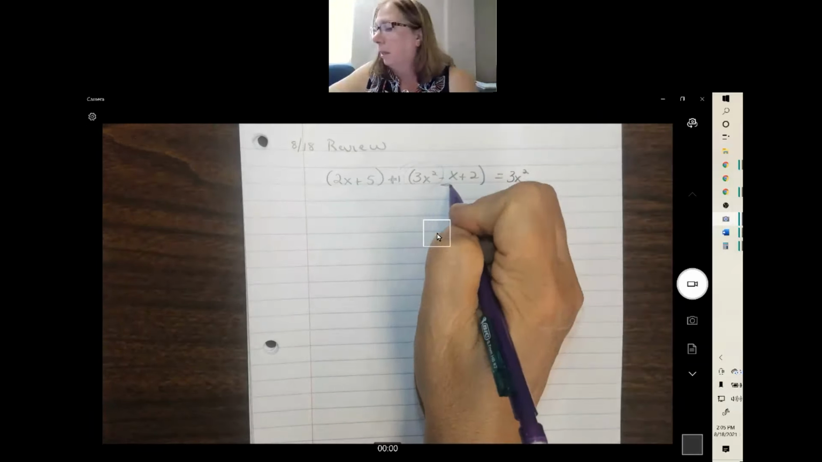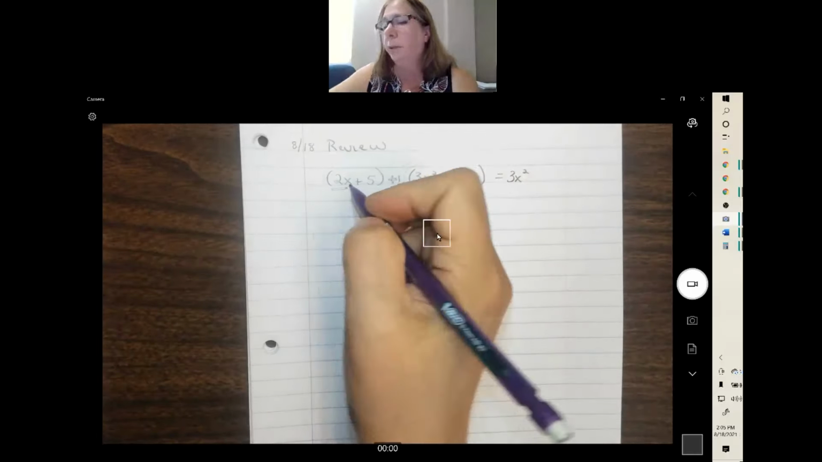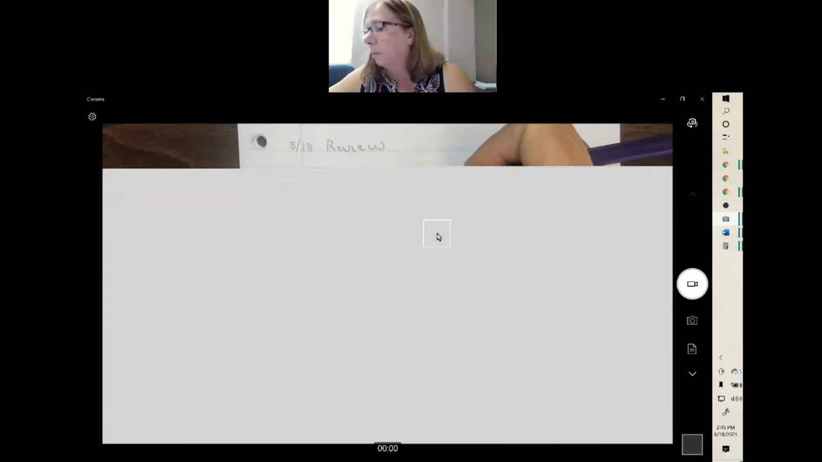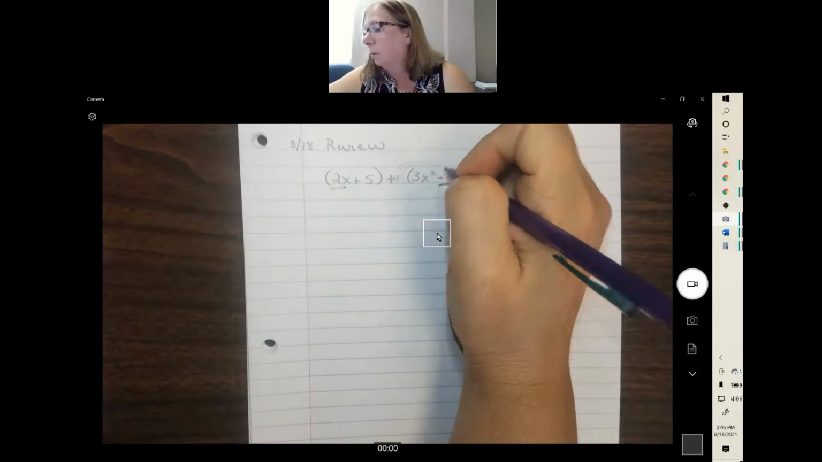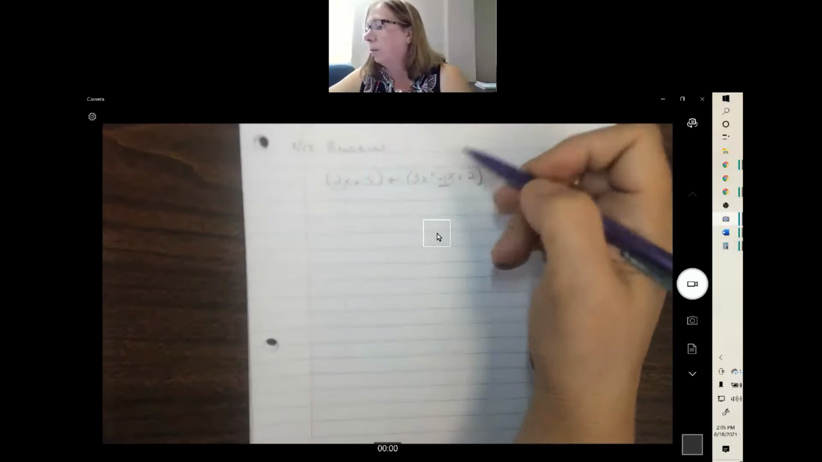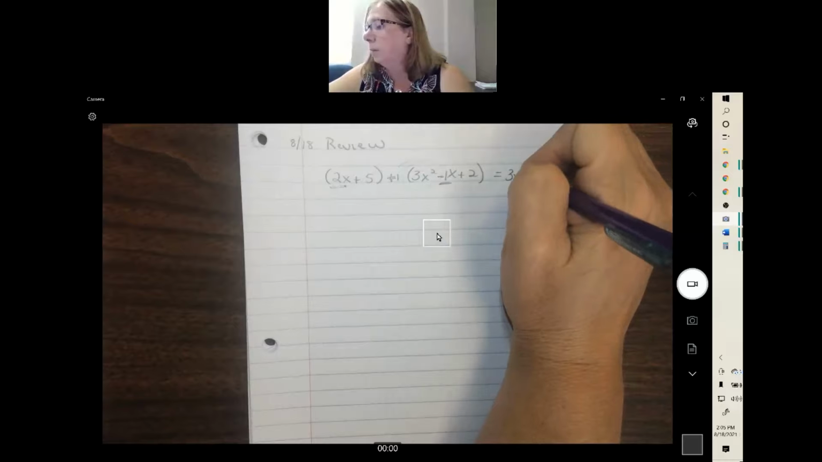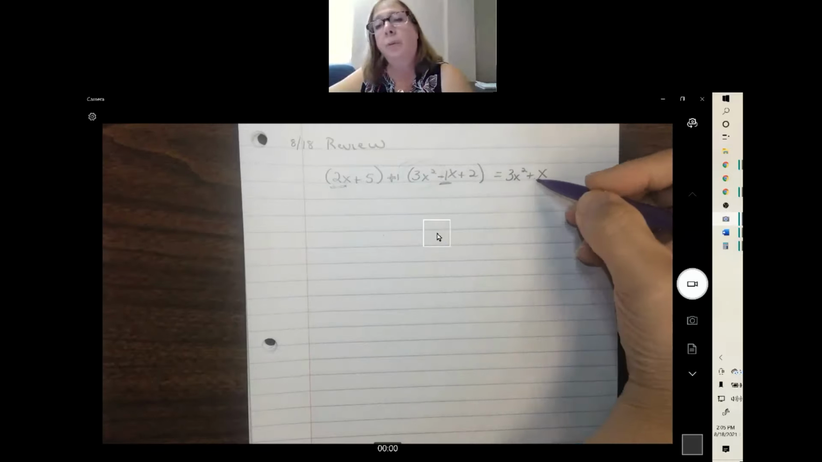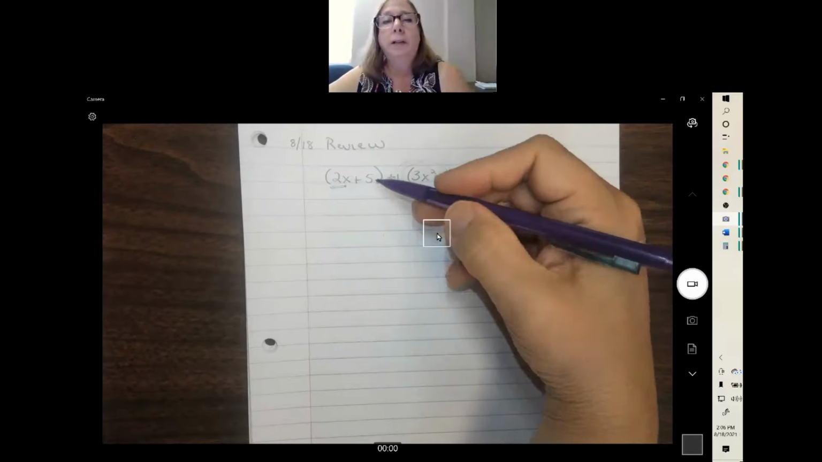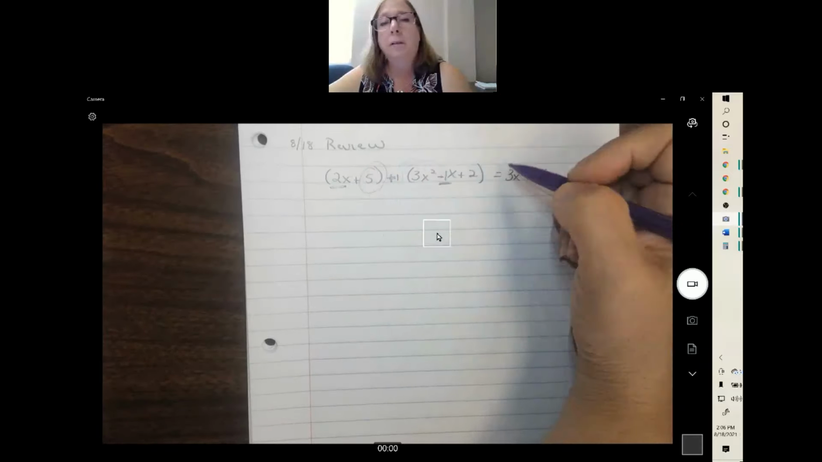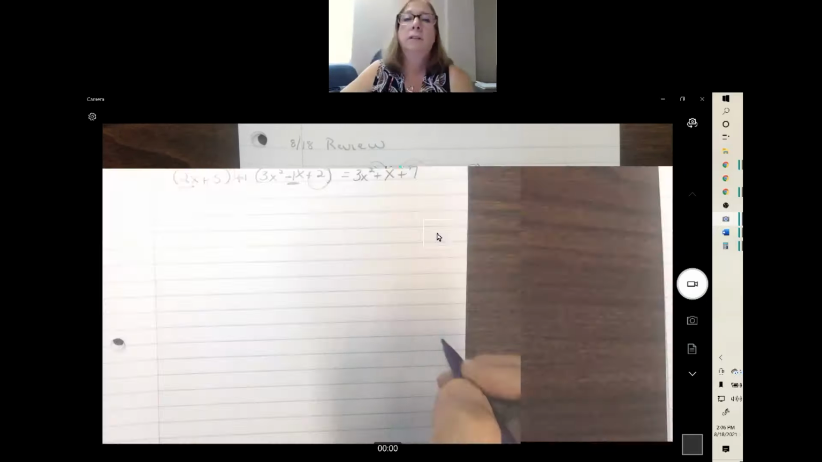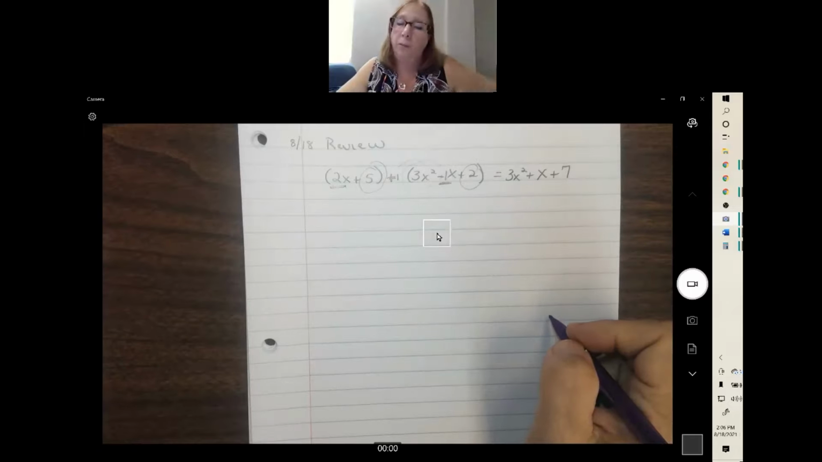But then this minus x and this 2x, they're both x to the first power. We can combine them. When there's no number, you can think of it as a 1. So 2x minus 1x would be a +1x. And you don't have to show the 1, but if you put it there, it's not wrong. Then the last two are constants. +5 and a +2 is a +7. Any questions?